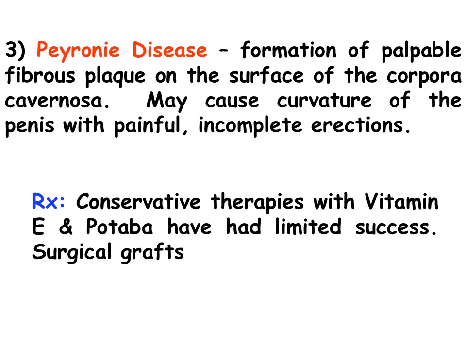The next disorder, I'm never really sure whether it's pronounced Peyronie or Peyronie. Anyway, this is where a fibrous plaque actually forms on the surface of the corpora cavernosa, and this can cause curvature of the penis, which can be painful and, of course, lead to incomplete erections. Conservative therapies with things like vitamin E and Potaba have had limited success. Nowadays, they have surgical grafts, so you can take away the scar tissue and put something else on.